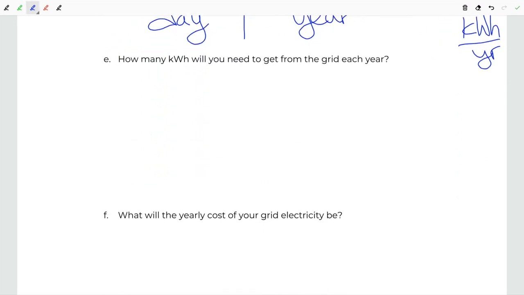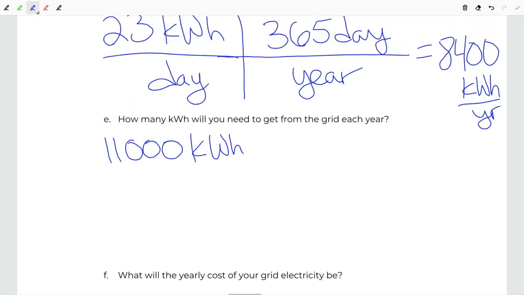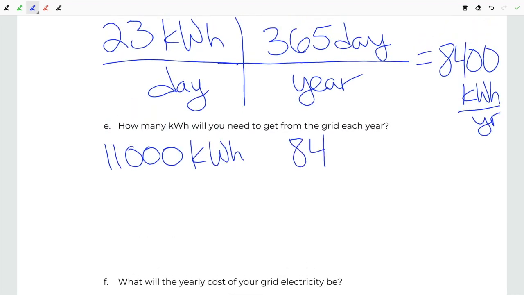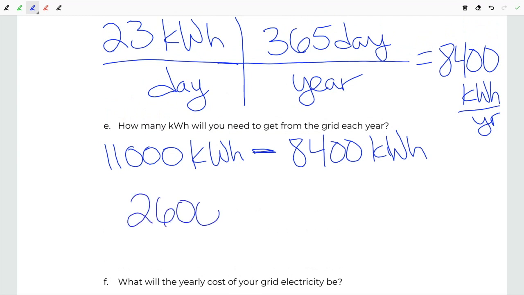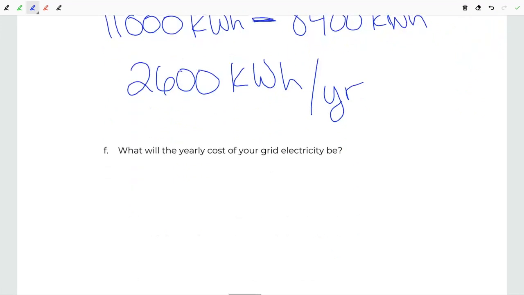How many kilowatt hours will we need to get from the grid each year? Well, if you recall, the average household uses 11,000 kilowatt hours per year. And we're going to be producing 8,400 kilowatt hours in a year. So if we subtract these two, we'll know how much we'll be getting from the grid. And that is 2,600 kilowatt hours per year will be coming from the grid.